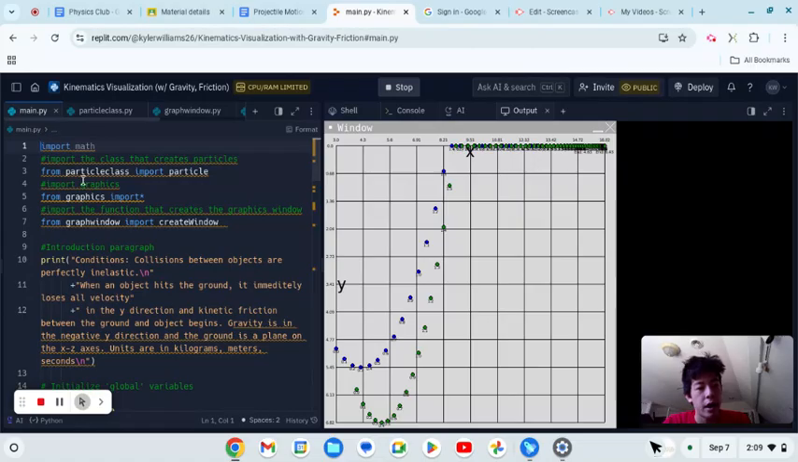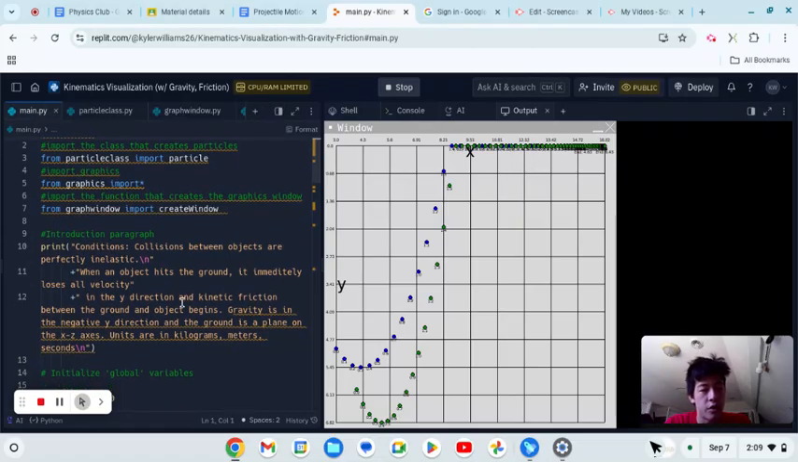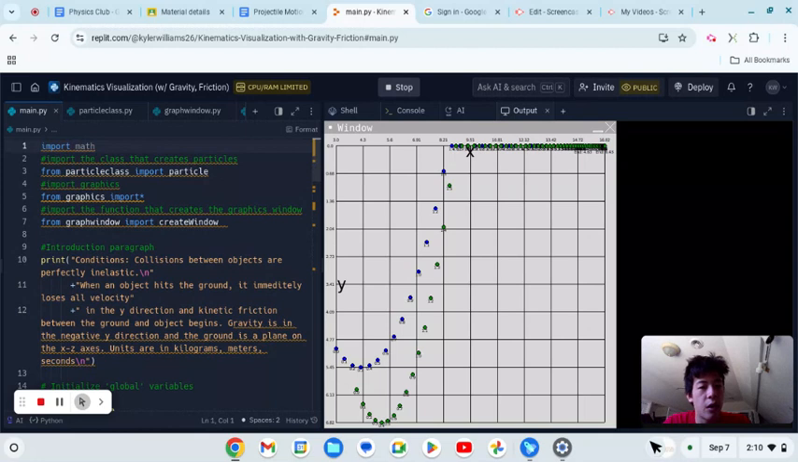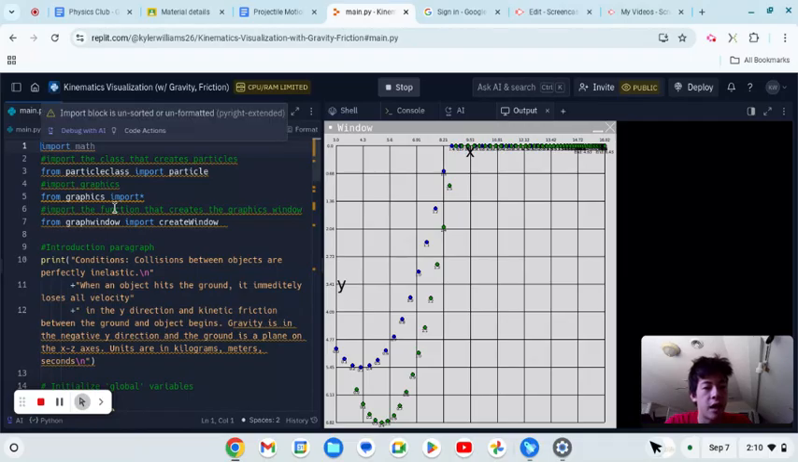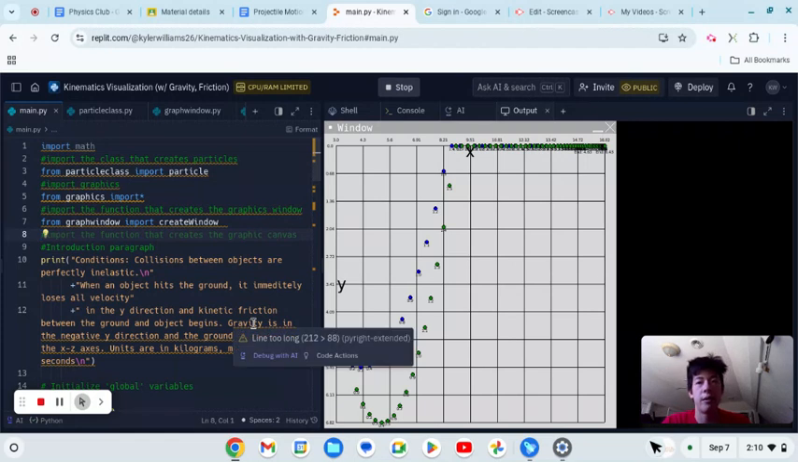So main.py right here is where the central function of the code is. All these other files that you can see in these tabs are all going to be connected back to this main file. So I would encourage you now to take a look through main.py, particleclass.py, and graphwindow.py and look at all the comments in there. That's going to tell you the outline of the code, how each section works, and give you a basic idea of how you can start to use Python to apply it to physics problems.